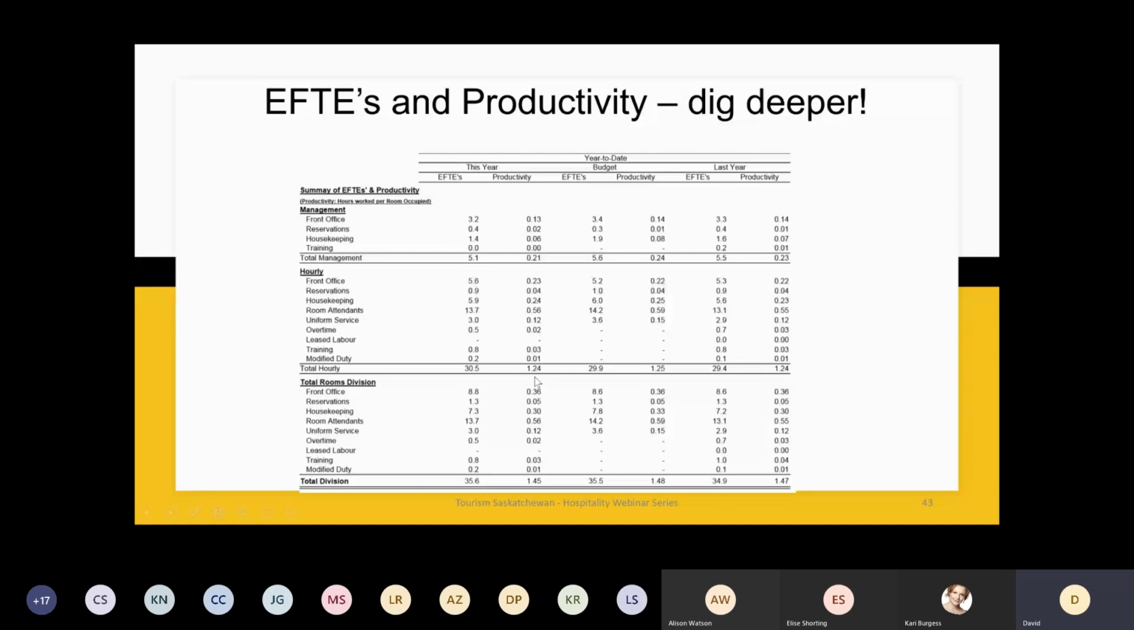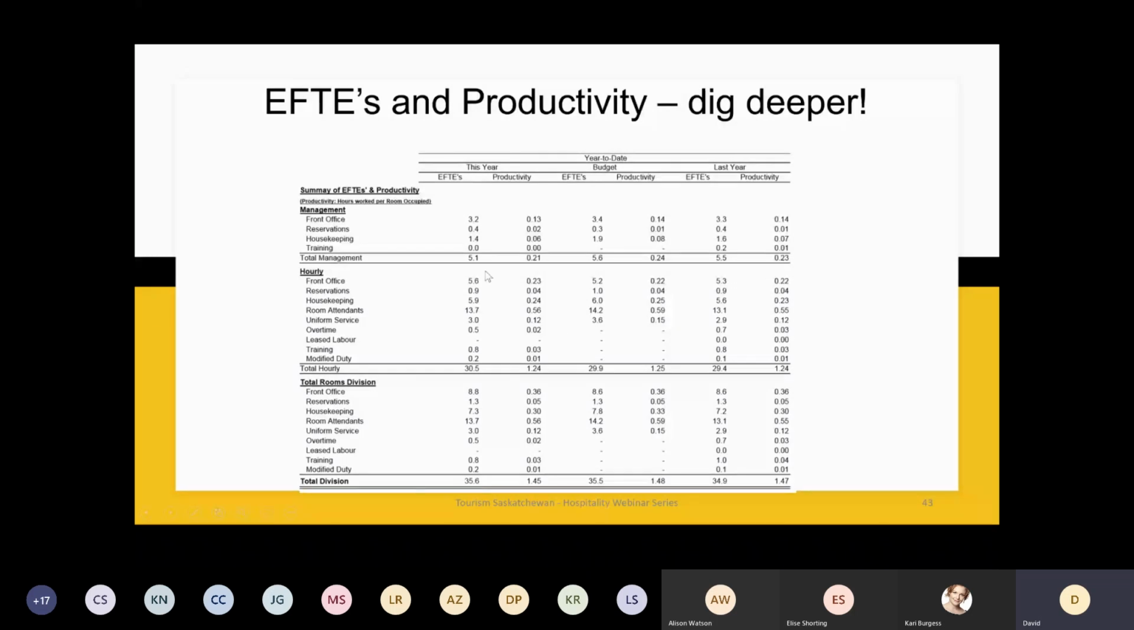In this hotel, we have the rooms division, but they separate management and hourly. So you can go even further. And that question about where to put the head housekeeper and where to put the housekeeping supervisors, based on how you design your buckets, you could have a bucket for housekeeping hourly and management, front office hourly and management. In a big hotel, it really makes a lot of sense. In smaller operations, it's not going to be so useful.